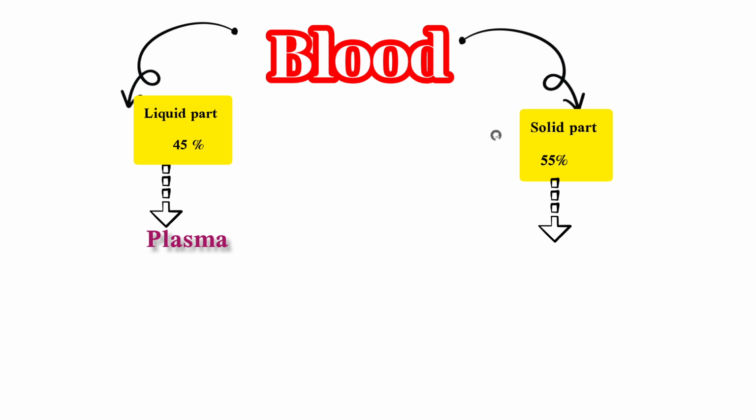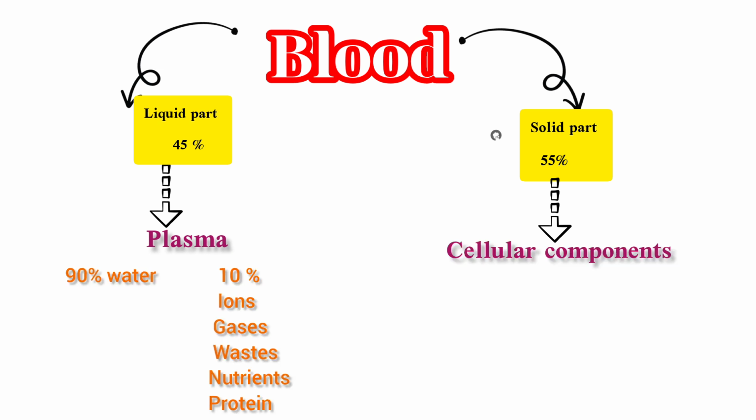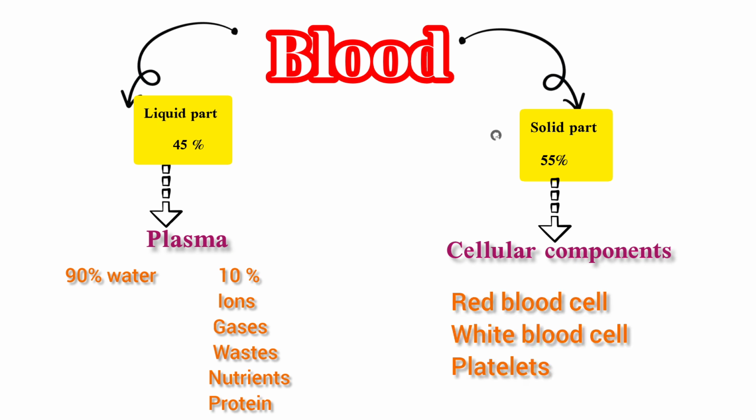The liquid part comprises plasma, which makes up the majority of blood volume. Plasma is composed of 90% water and 10% other substances, like gases, ions, and proteins. The solid part comprises cellular components: red blood cells, white blood cells, and platelets.